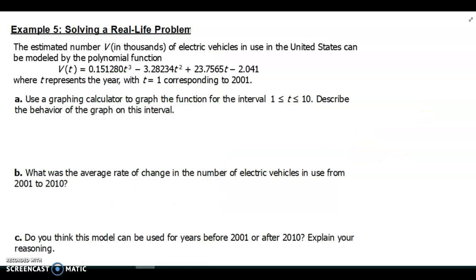All right, let's look at this last example. It's a word problem. It says the estimated number V in thousands of electric vehicles in use in the United States can be modeled by the polynomial function, and it gives us the equation where t represents the year, t equals 1 corresponding to 2001. So t equals 2 would be 2002, and so on and so forth. Part A says use a graphing calculator to graph the function for the interval 1 is less than or equal to t, which is less than or equal to 10. Describe the behavior of this graph on the interval.